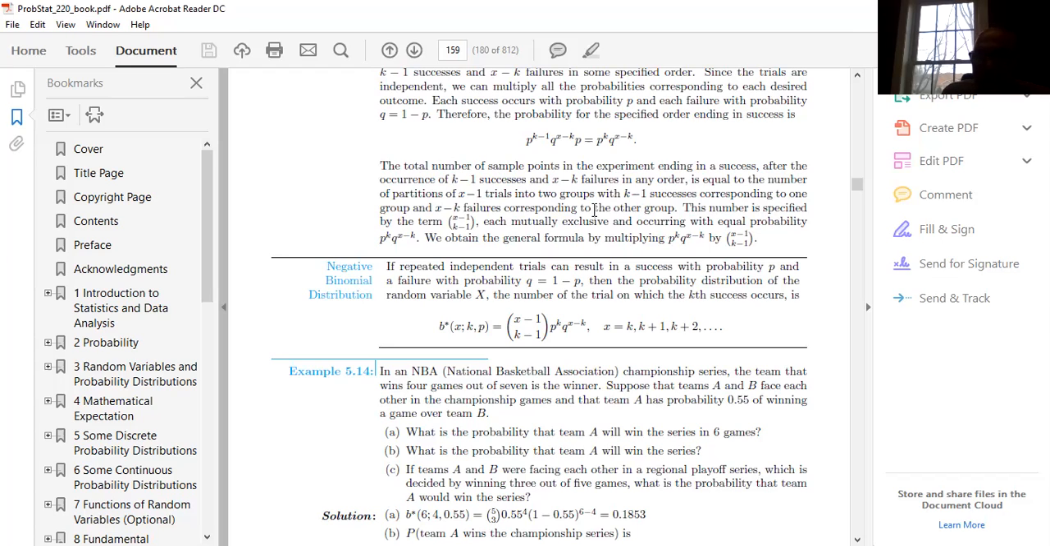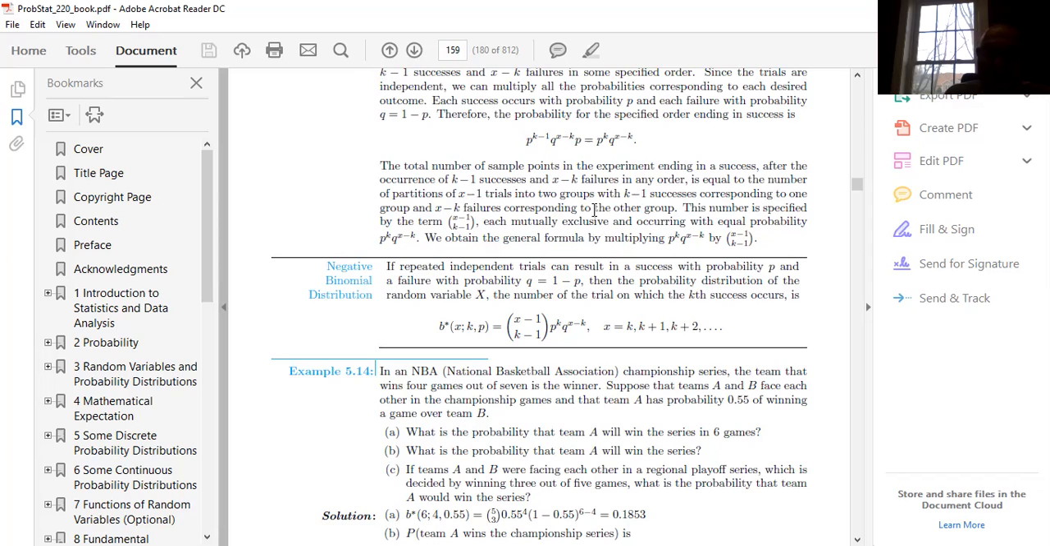Again, I repeat, in the National Basketball Association Championship Series, the team that wins 4 games out of 7 is the winner. Suppose that teams A and B face each other in the championship games, and that team A has the winning probability 0.55 over B. Once A is winning, the rate of success is higher than B, so that's why it is given very specifically. The sentence says A has probability 0.55 of winning a game over B. So A is a little bit stronger than team B.